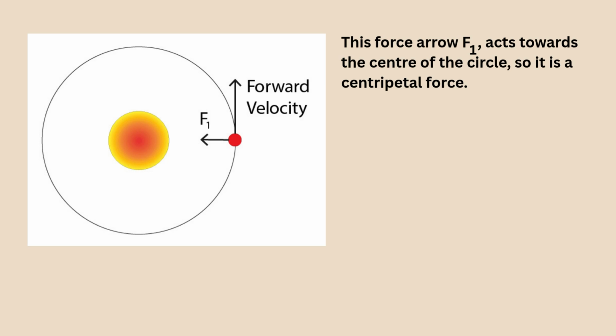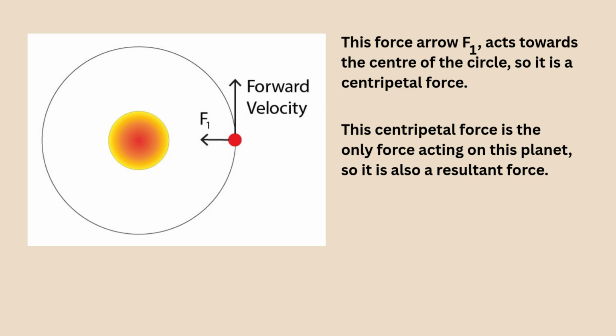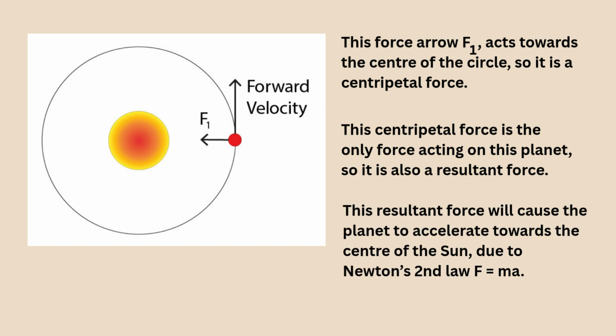The force arrow F1 acts towards the centre of the circle, so it's a centripetal force, and the centripetal force is the only force acting on this planet, so it's also a resultant force, and this resultant force will cause the planet to accelerate towards the centre of the Sun due to Newton's second law, force equals mass times acceleration.